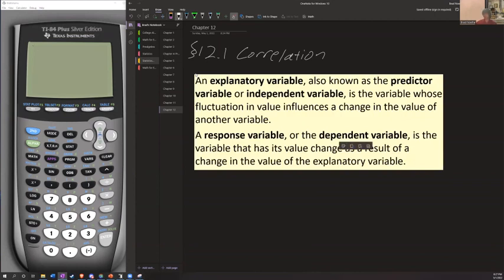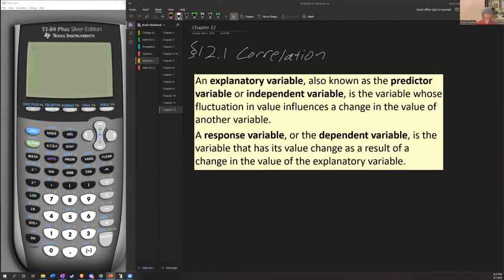An explanatory variable, also known as the predictor variable or independent variable, is the variable whose fluctuation in value influences a change in the value of another variable. A response variable, or the dependent variable, is the variable that has its value change as a result of the change in the explanatory value. So basically, we have some x value which changes, and we measure the response in that. That's going to be our change in y.